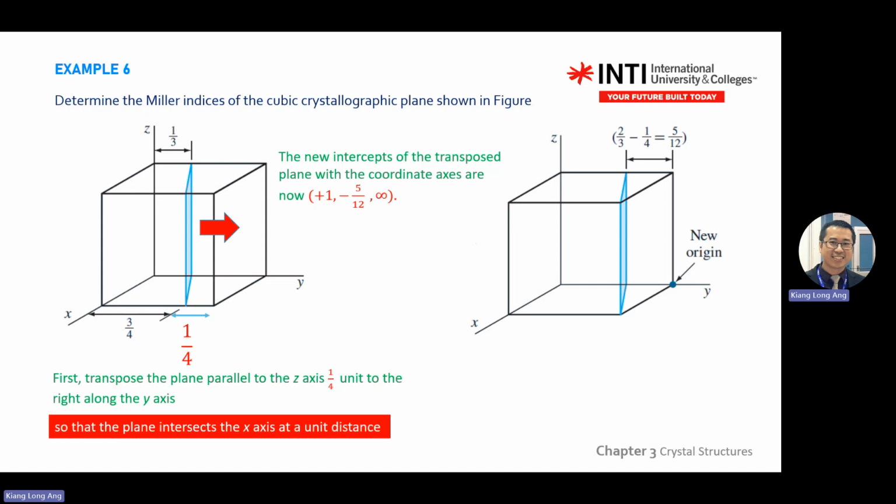So y moves here. So x is 1, then y moves... new origin is... but why is the origin on the right? Okay, hold on. In this case, x becomes 1.